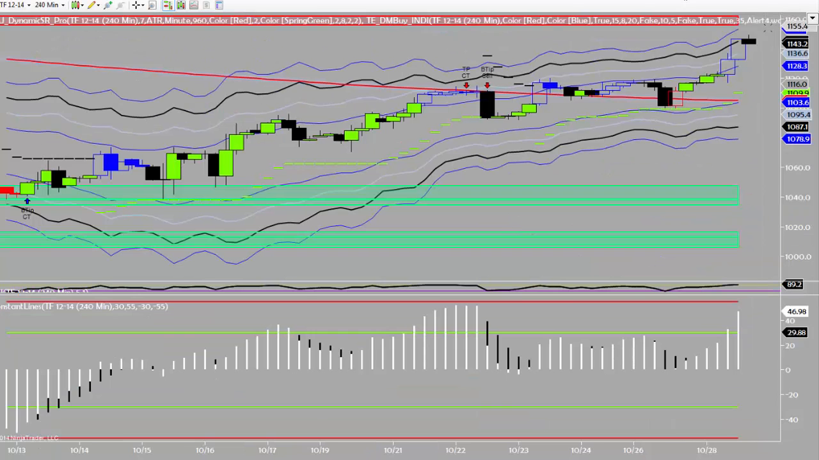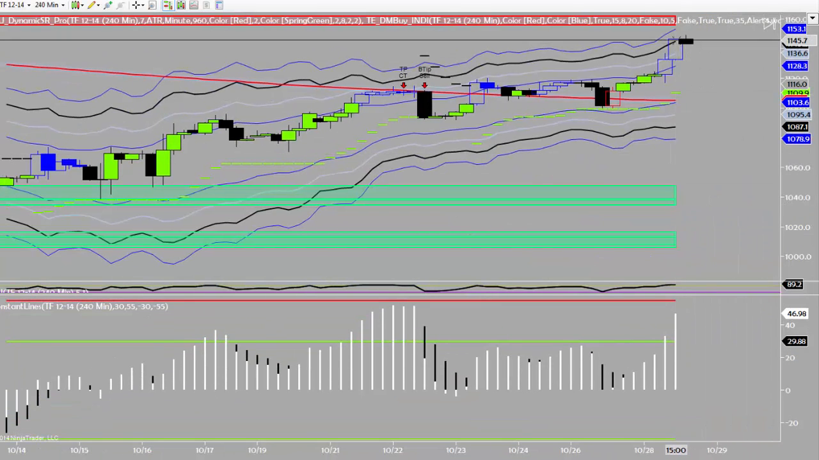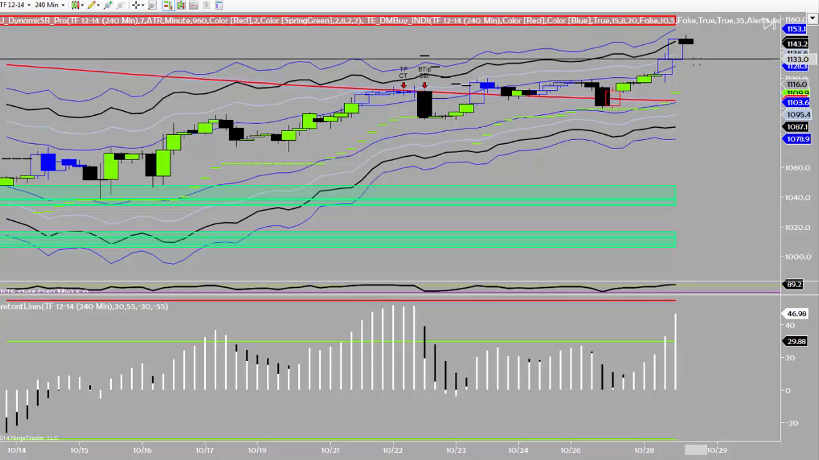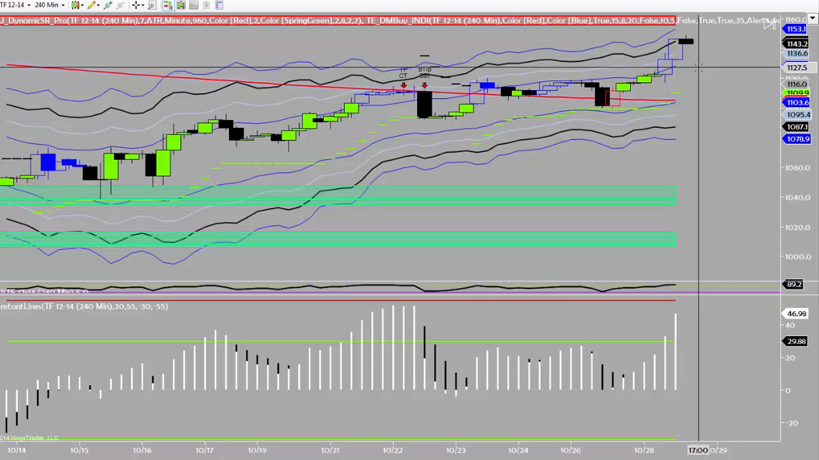Real quickly, let's go over here to the right hand side. You see that at the close right here we had a close outside of the 3.5, bought the puts right there, and then also sold the Russell and sold the NASDAQ. We've gapped lower right now in the aftermarket hours. We'll see if we at least get a pullback down into 1127.50.